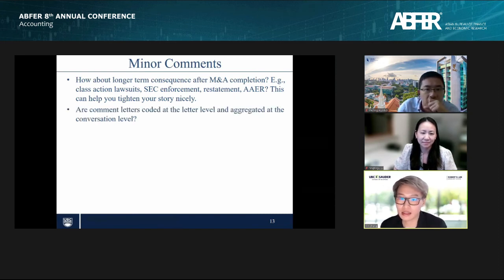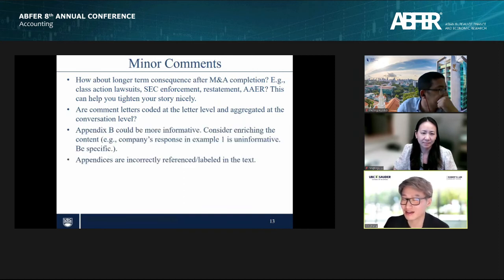Second, comment letters: I have some questions about coding. Are they coded at the letter level and aggregated at the conversation level? It was a little bit unclear in terms of writing, but that can be fixed easily.